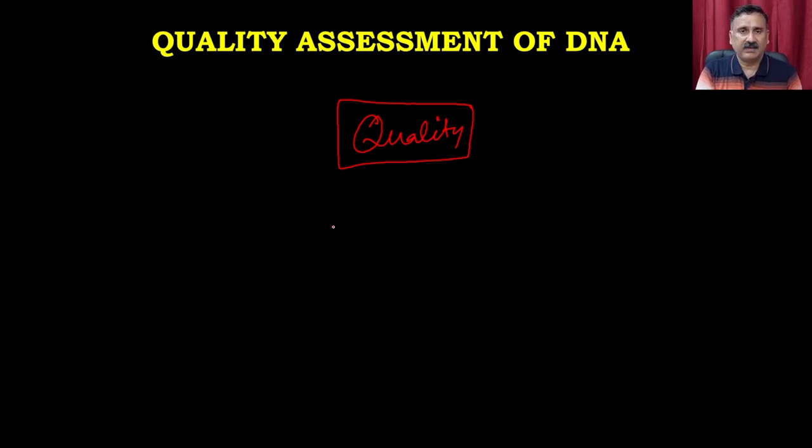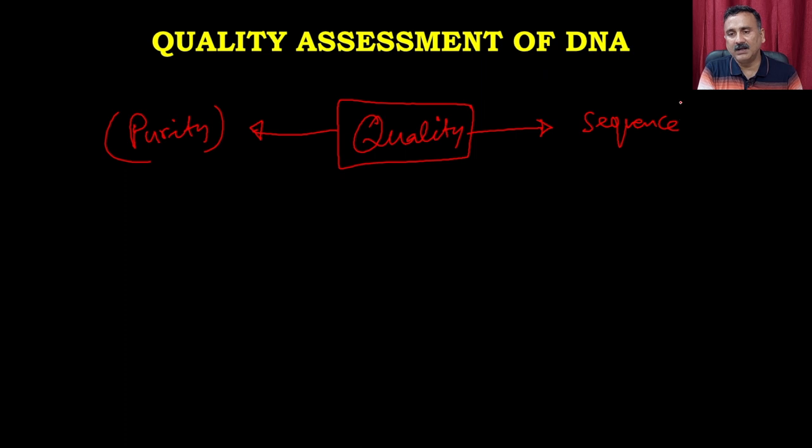Quality lies in two aspects, right? One aspect is the purity of the molecule. So how pure is it, right? And the other aspect is what is the sequence, right? How authentic it is, right?